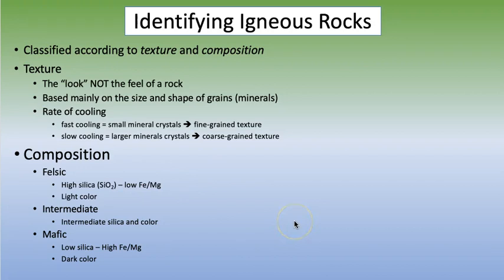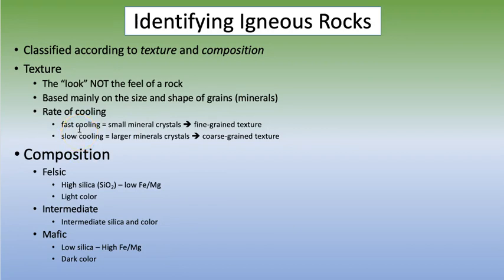Identifying igneous rocks. Igneous rocks are identified or classified according to texture and composition. This is how we come up with the name for an igneous rock. Texture is the look, not the feel, of a rock. Texture is a term that we in our everyday lives might associate with how something feels, but not for rocks. The texture is based mainly on the size and shape of the grains contained in the rock. These are the little pieces of stuff that we see in a rock. For an igneous rock, these little pieces are minerals or mineral crystals.